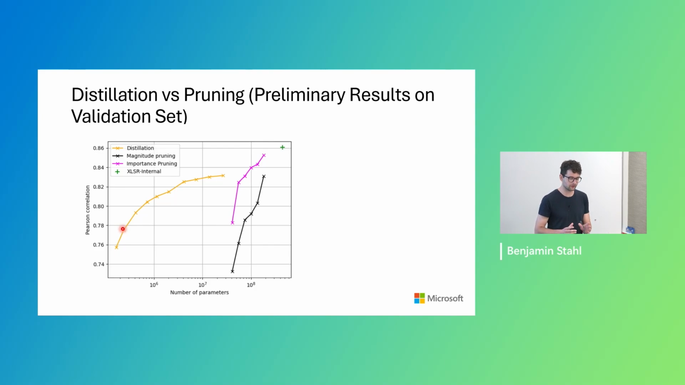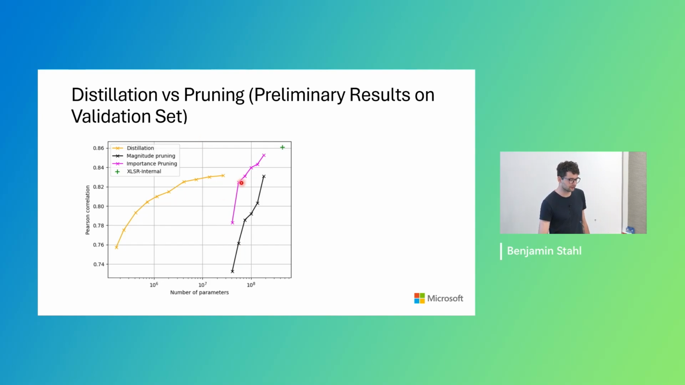For time reasons, these are only preliminary results on the validation set. But it can be seen that the curve for the distillation looks quite the same. There's a saturation at large models. And magnitude-based pruning doesn't really work. But this is kind of obvious because the self-supervised model isn't task-specific, so you just prune away without looking at what is important for the task.